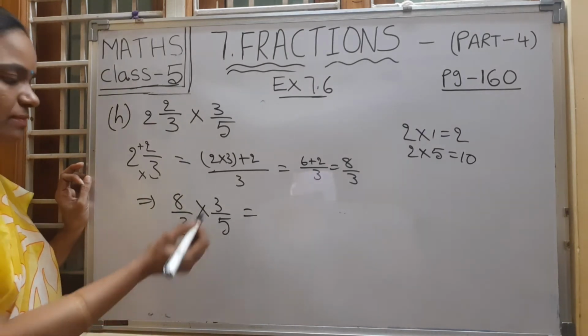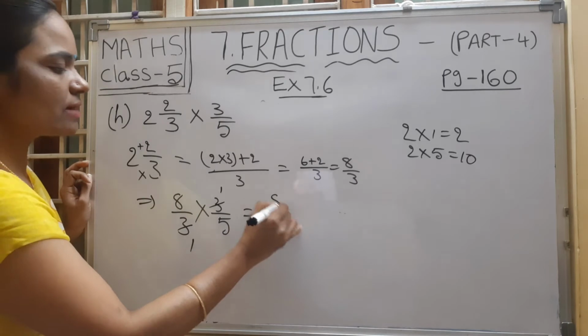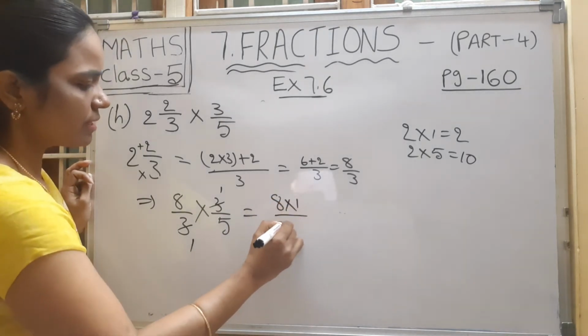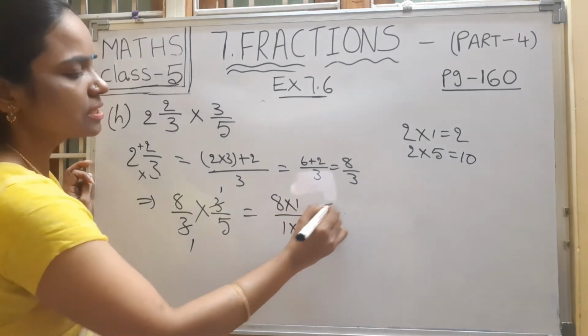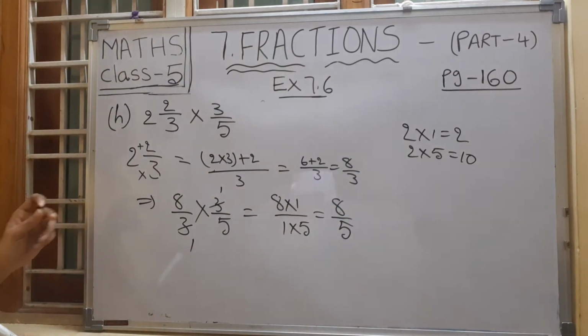Now see, same numbers up and down you can cancel. 3 1s are 3, 3 1s are 3. So what is the final answer? 8 into 1 by 1 into 5. 8 by 5 is the answer. Shall we check again? Yes.